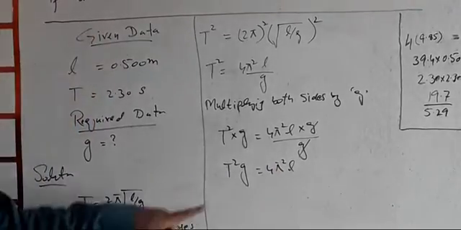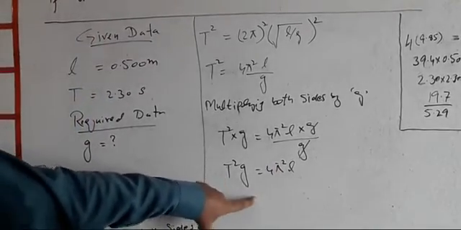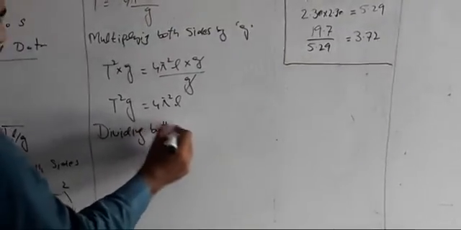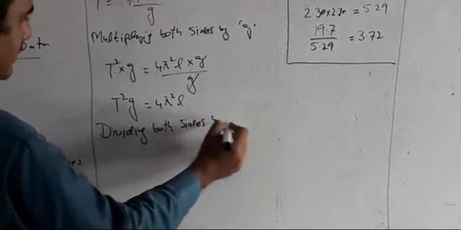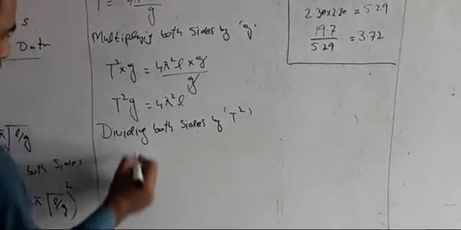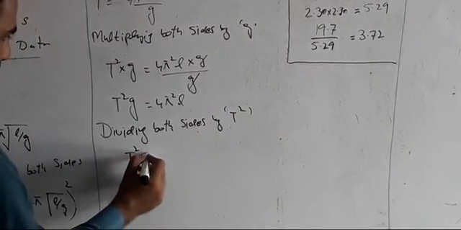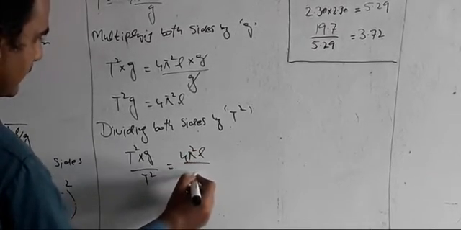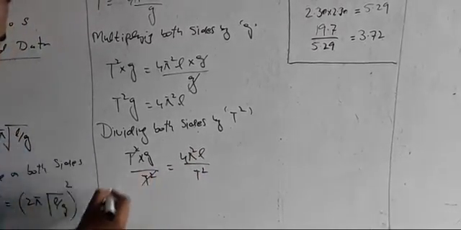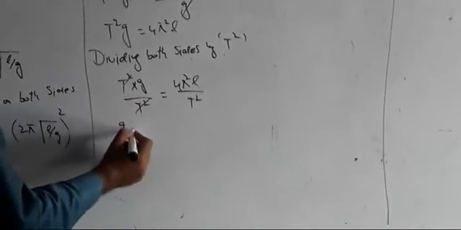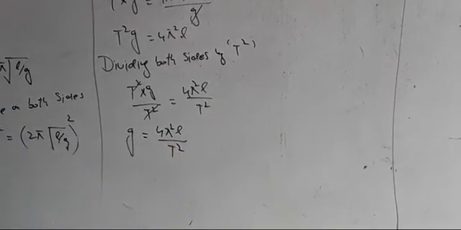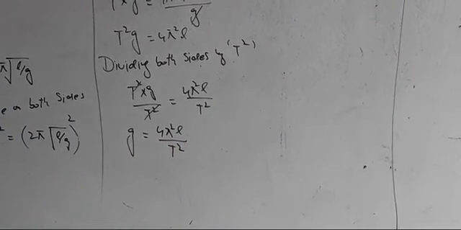Now I have to eliminate the term T square, so I will divide both sides by T square. So dividing both sides by T square, this term becomes T square multiply g divided by T square equal to 4 pi square L divided by T square. T square cancels with T square, while the formula for g becomes 4 pi square L divided by T square. Now we will write, putting the values.